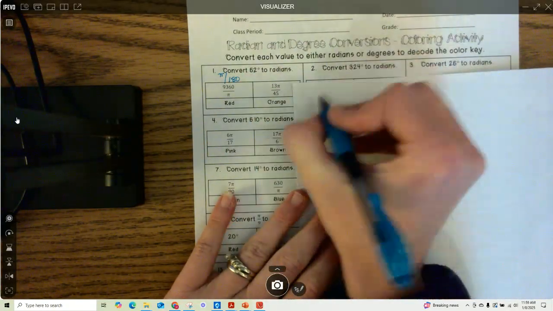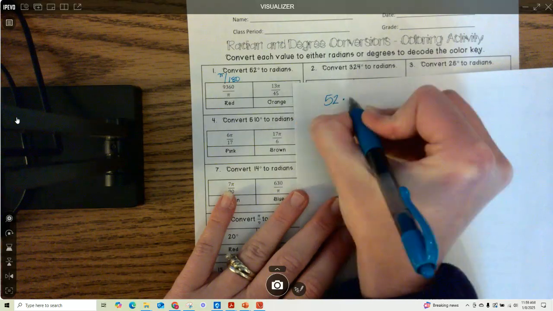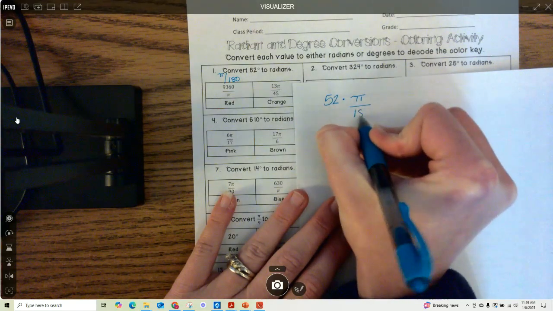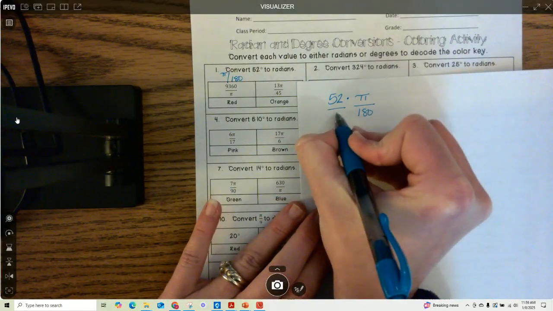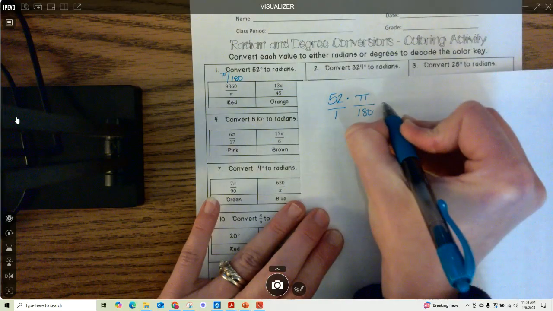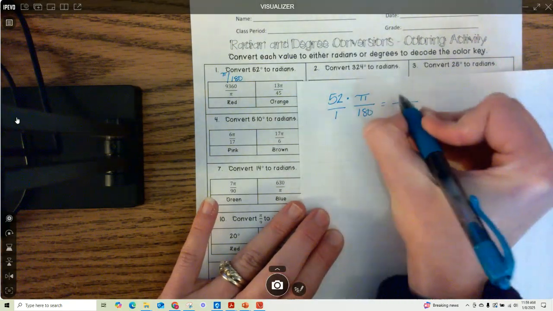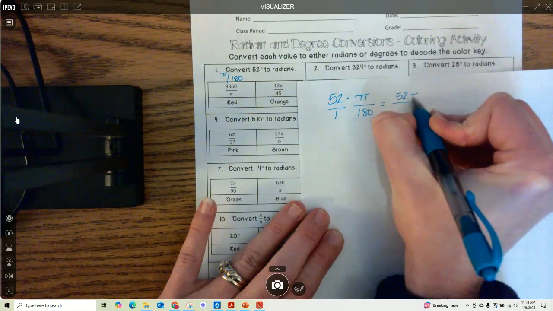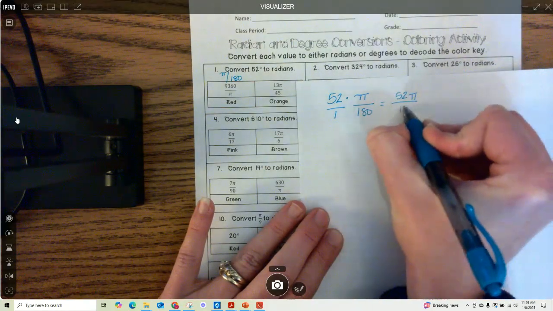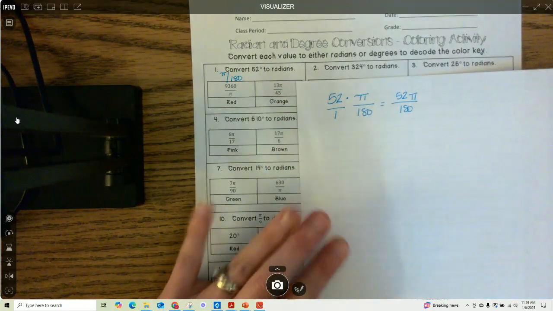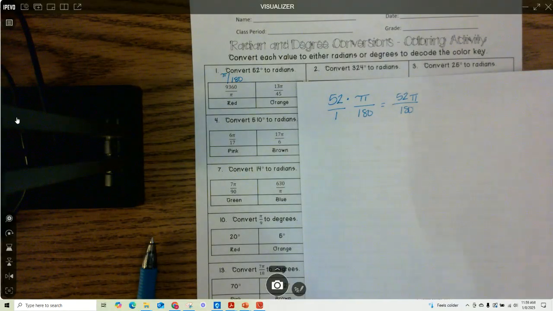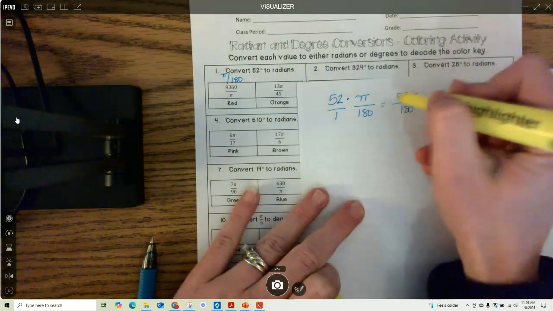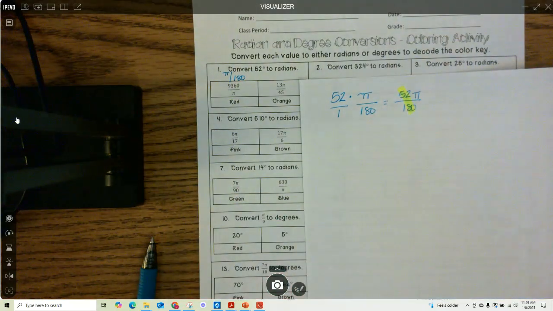So to convert this, we're going to do 52 times pi over 180. I showed you this a little bit yesterday. We put the whole number over 1. When we multiply fractions, top times top, so we would have 52 pi over 1 times 180, which is 180. If you notice, that's not an answer choice because we have to simplify it. All we're simplifying, though, are the numerical values.